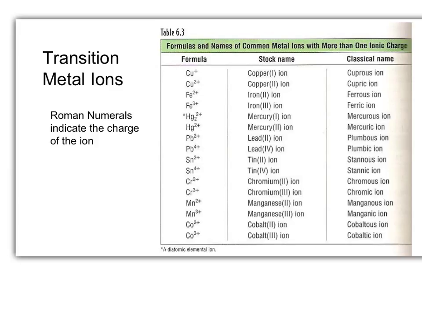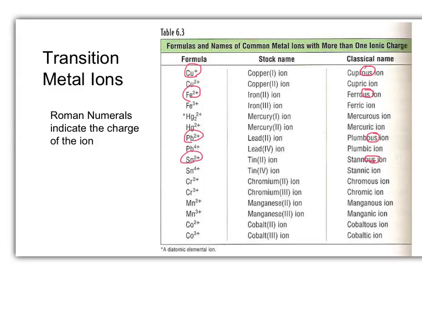Now, look at the difference between the stock name and the classical name. So copper 1, cuprous, copper 2, cupric, iron 2, ferrous, iron 3, ferric. There's a definite pattern here between the ending of the classical name and the ion's charge. Okay, if you notice, I'm looking at the OUS endings here. Those correspond with the ion that has the lesser charge. Okay?